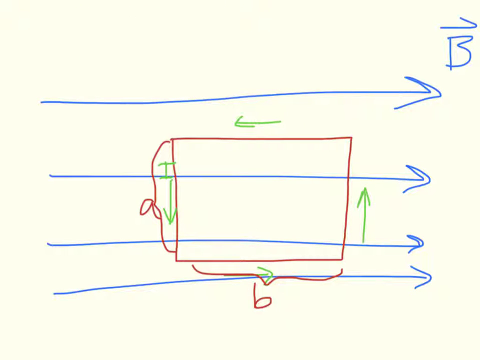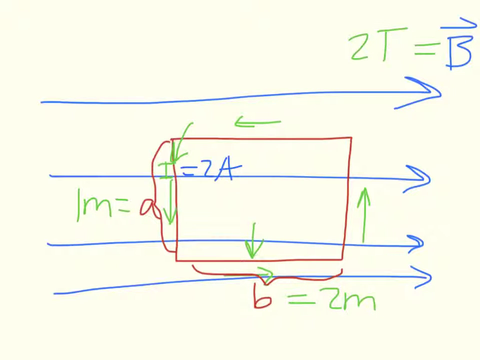Let's work one last problem. Let's say I put a wire loop into a magnetic field of strength B equals 2 Tesla. Let's say that the length here is 2 meters, and the height of the loop is 1 meter. Can you calculate the magnetic force acting on this part of the loop and this part of the loop, the length and the width, if the current is equal to 2 amperes? Remember to specify the direction.